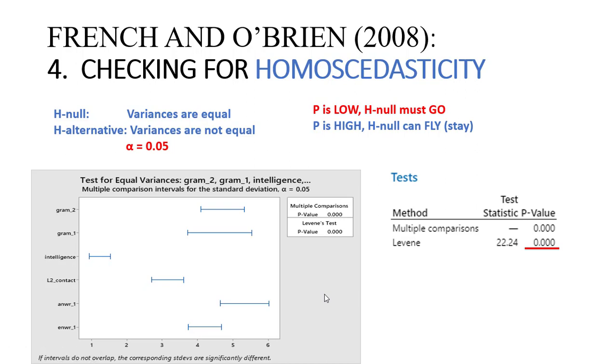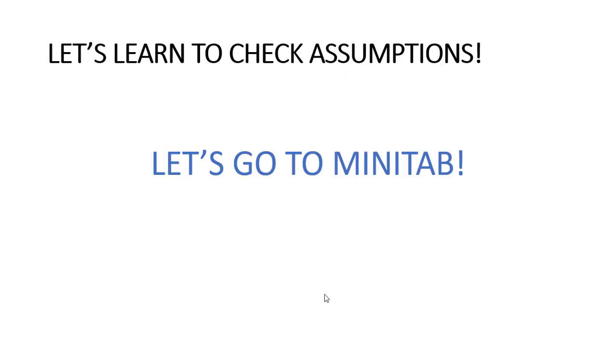Okay, so this is a test for equal variances. Again, if you have this problem, make sure you report it, otherwise other researchers are going to catch you and notice this in your analysis. Okay, so now we are going to learn to check the assumptions, these four assumptions that we discussed. So let's go to Minitab.